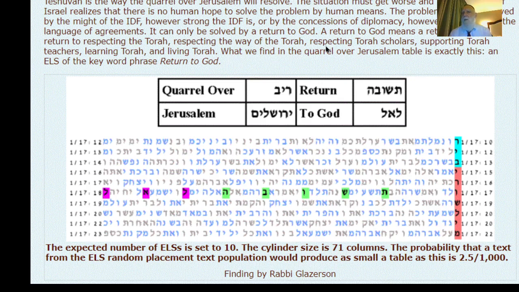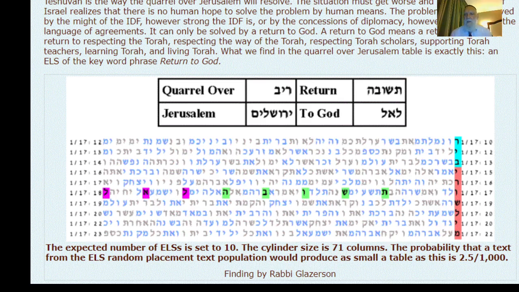What we find in the Quarrel over Jerusalem table is exactly this: an ELS, equal letter sequence, of the keyword phrase "return to God." Unbelievable. So you have here "Quarrel over Jerusalem", and here you have "Teshuvah Lakel", returning to God. And if you remember, we have the word Ishmael. Ishmael means that God will listen, and we said that Rabbi Eliezer, in the Pirkei of Rabbi Eliezer, says that it indicates that the Arabs, Ishmael's descendants, will cause so much trouble to the Jews at the end of days that they will have to cry, to pray, and God will listen to their prayers.